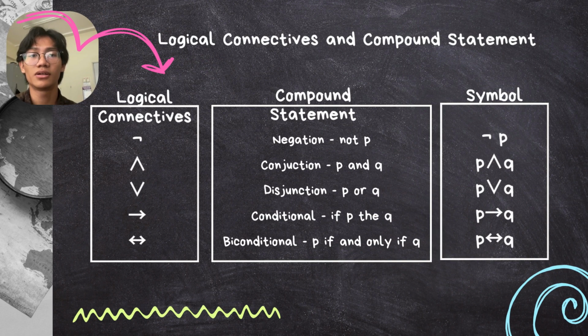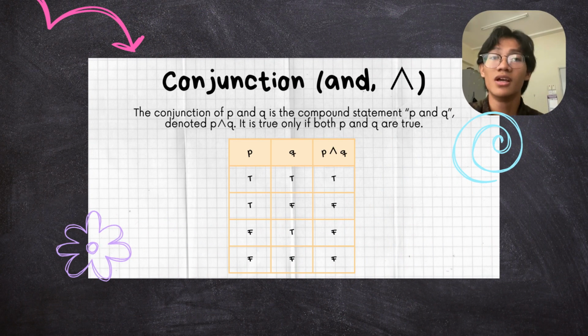Here are the logical connectives and compound statements, followed by their respective symbols. Starting the list off with a conjunction. The conjunction of P and Q is the compound statement P and Q, denoted P and Q. It is true only if both P and Q are true.